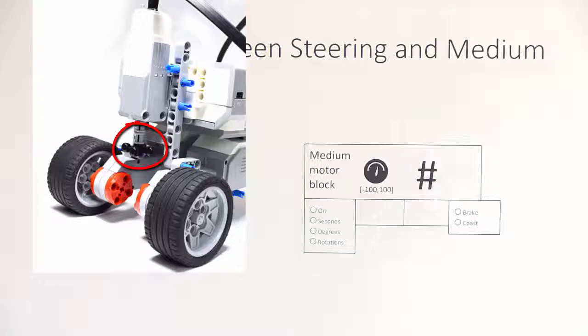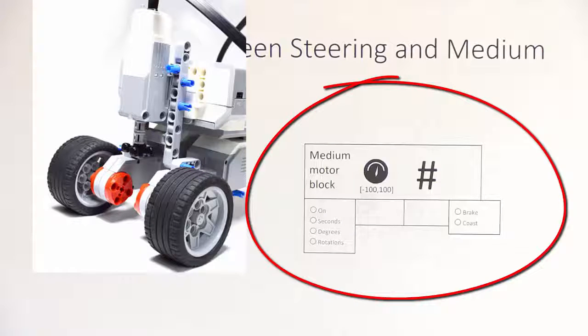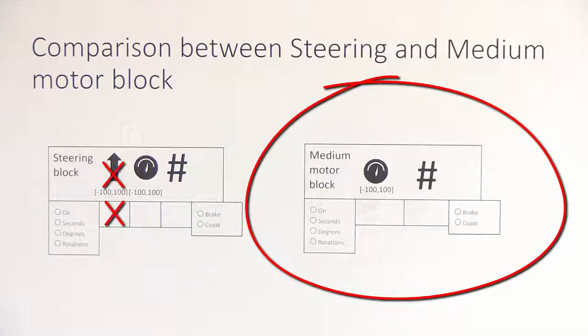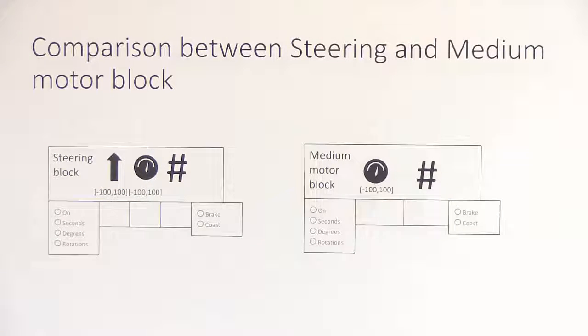If you guessed that the way we would control the medium motor would be through the medium motor block, you would be correct. A medium motor block is actually quite similar to the move steering block, except the fact that there's no steering control. The medium motor block really doesn't need to turn, it simply needs to go in either one direction or the other with a certain amount of power, which we continue to use with the power box.